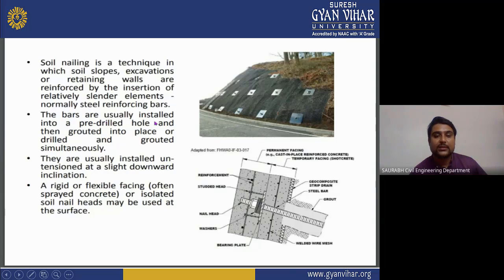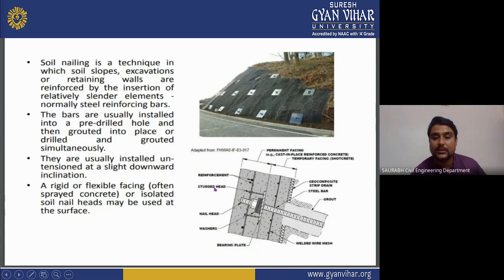The bars are usually installed into pre-drilled holes and then grouted into place, or drilled and grouted simultaneously. They are usually installed untensioned at a slight downward inclination. Rigid or flexible facing or isolated soil nail heads may be used at the surface.